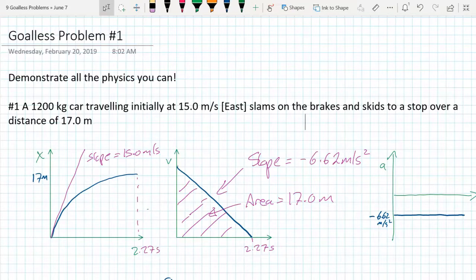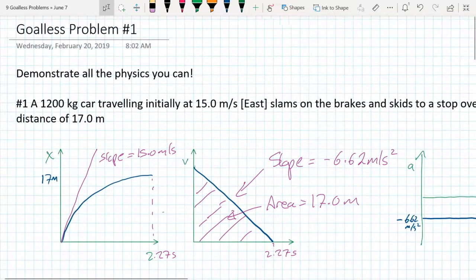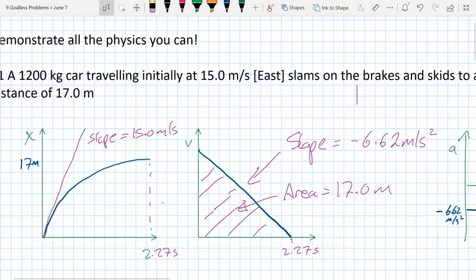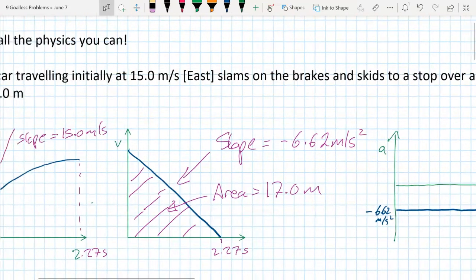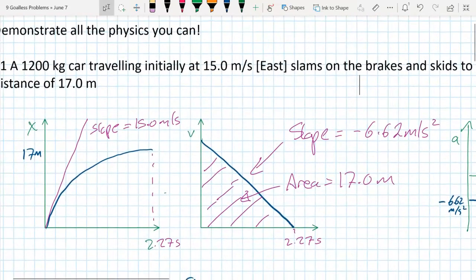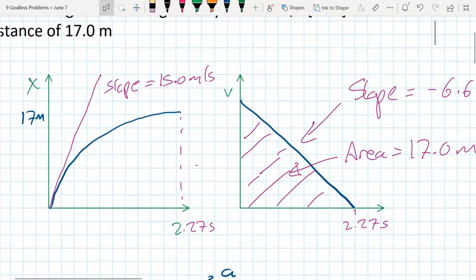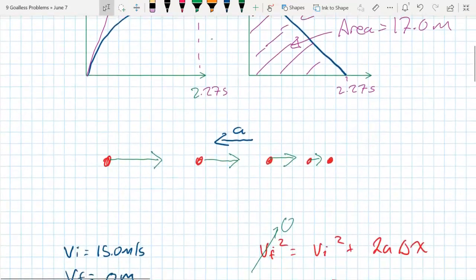So let's take a look at some of the things I have in the solution. First of all, I sketched some of these graphs. Position time graph for an object moving in the positive direction but slowing down. I sketched a velocity time graph, and I sketched an acceleration time graph. I also recorded some quantitative information on these graphs, and I'll come back to that in a moment.